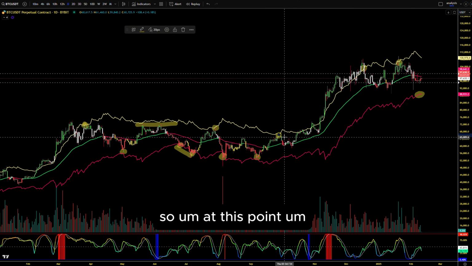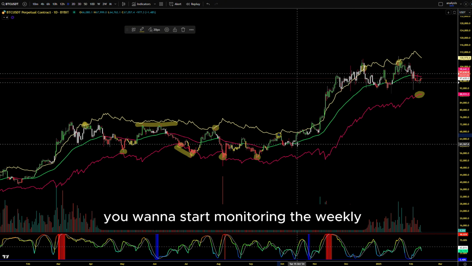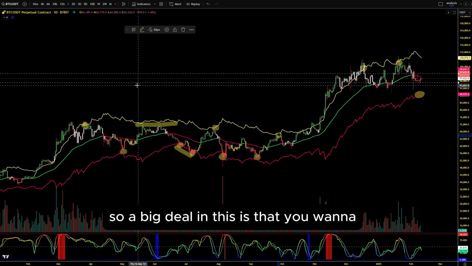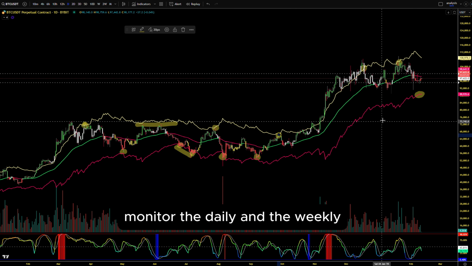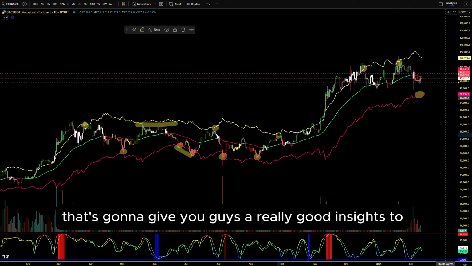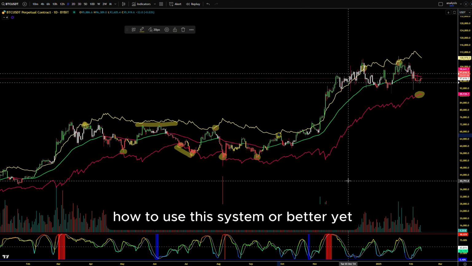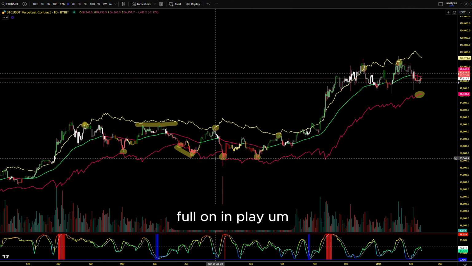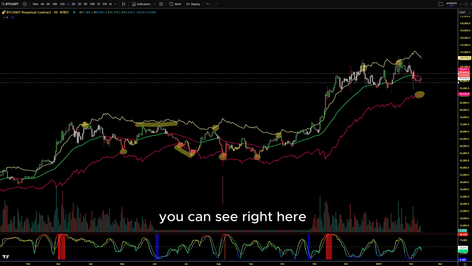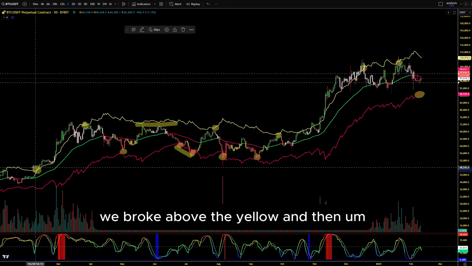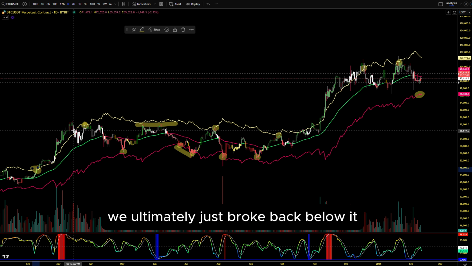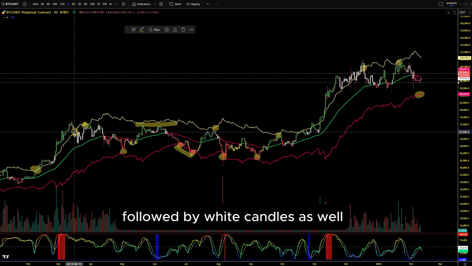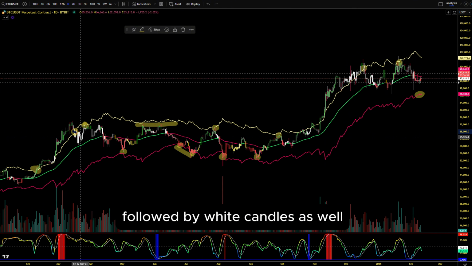So at this point, you want to start monitoring the weekly. So a big deal in this is that you want to monitor the daily and the weekly. That's going to give you guys a really good insights to how to use this system, or better yet, to kind of see the reactions and the mechanics of the system full on in play. You can see right here we broke above the yellow, and then we ultimately just broke back below it in this area right here, followed by white candles as well.